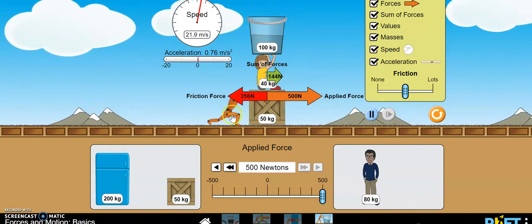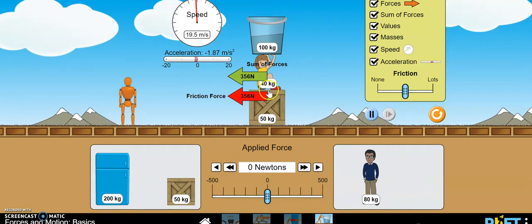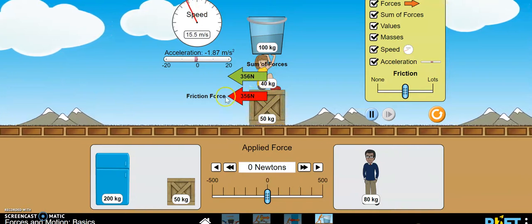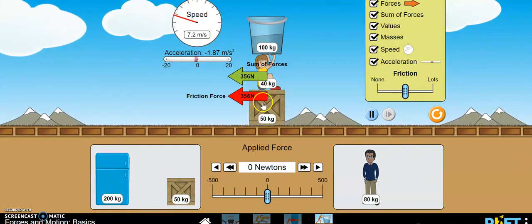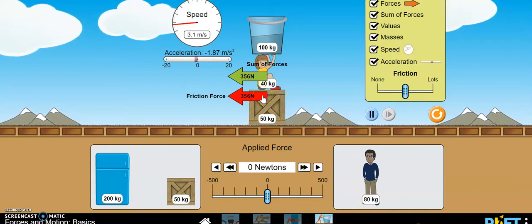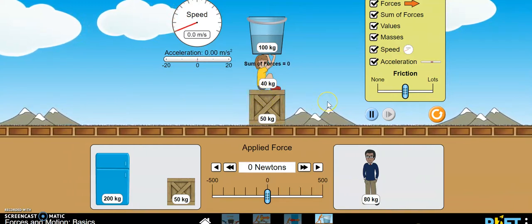If the person were to all of a sudden stop pushing, now the sum of the forces, there's only one force, and it's friction, and it's causing the box to slow down. It has negative acceleration. It's slowing the box down, slowing, and stops, and now there's no left to right forces.